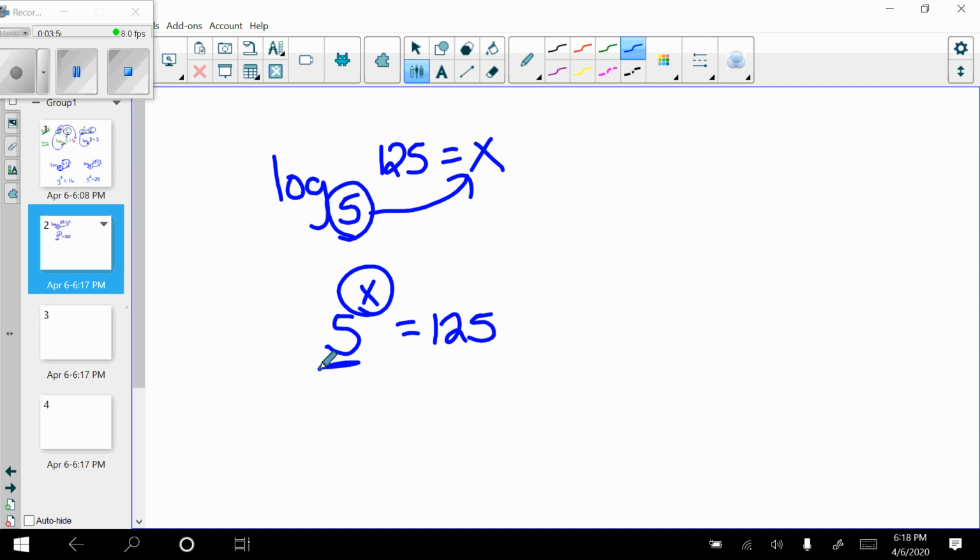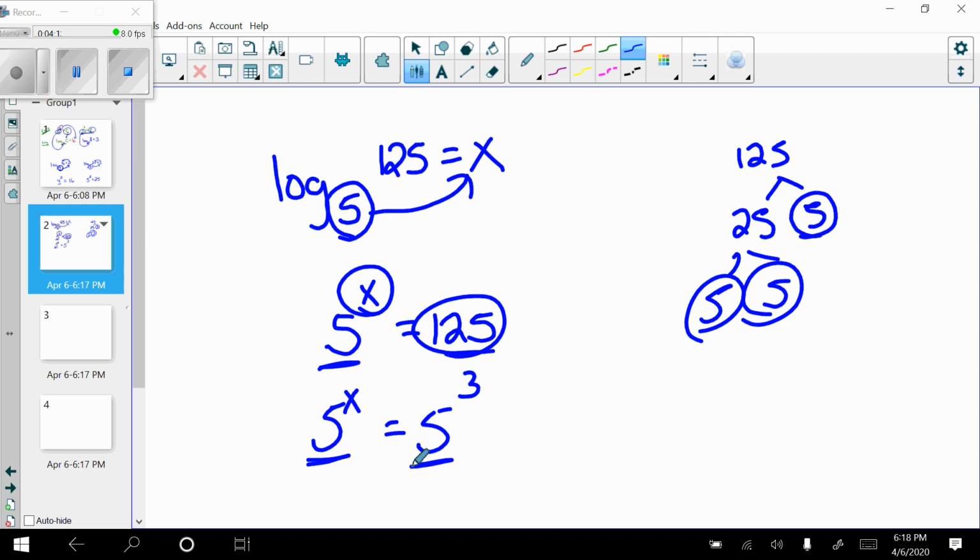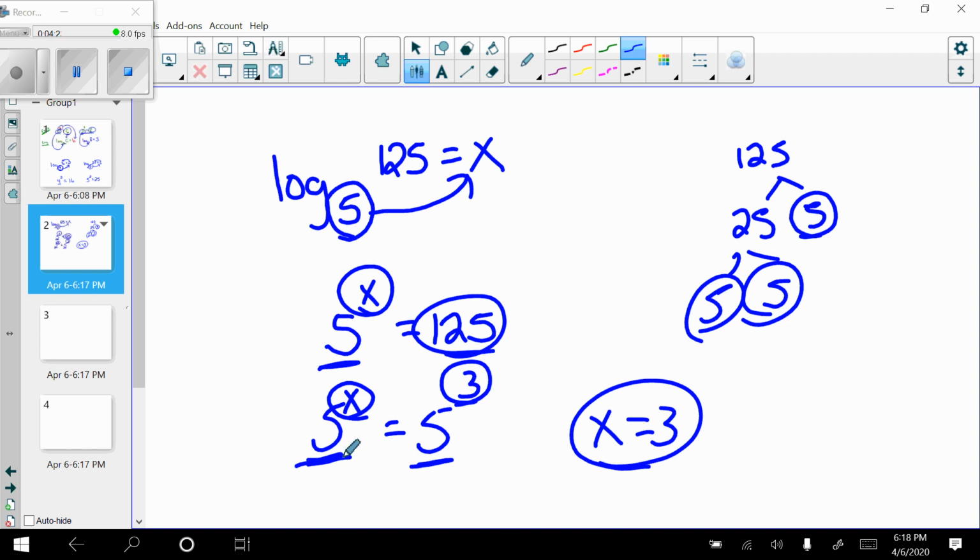And sometimes you can't see it so easily. So what you do is you take 125 and do that breakdown that we did, which is 25 times 5, 5 times 5, and you realize that 5 to the x equals 5 to the third power. Well, if these bases are the same, that means this exponent has to be equal to this exponent. So x would have to equal 3. I'm writing it like that on purpose because later on we're going to use that understanding that if the bases are the same, then it has to be raised to the same power. So this has to be equal to this. I'm going to keep going through a couple different examples of things like that.